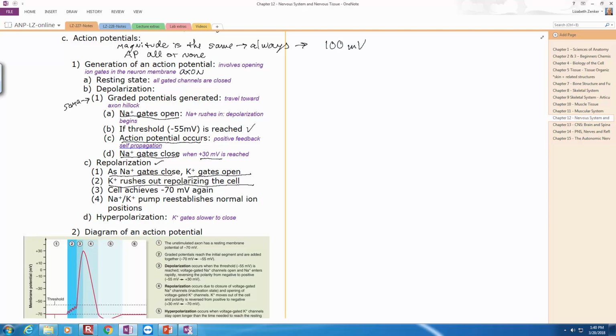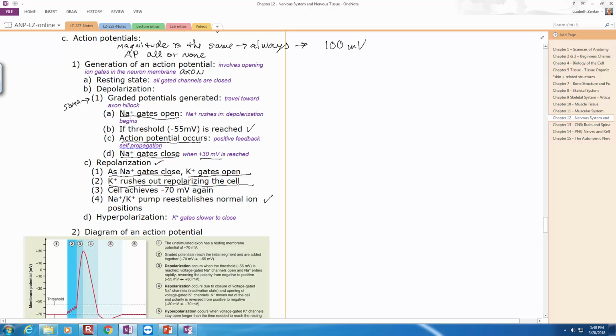Repolarization, we want it to hit negative 70, but remember what kind of happens? We're going to have a little bit of a hyperpolarization. We'll actually go maybe to negative 72 or negative 75, and then we'll level back out up at negative 70, which is our resting membrane potential. Okay, and then the sodium potassium pumps help reestablish the normal ion positions.